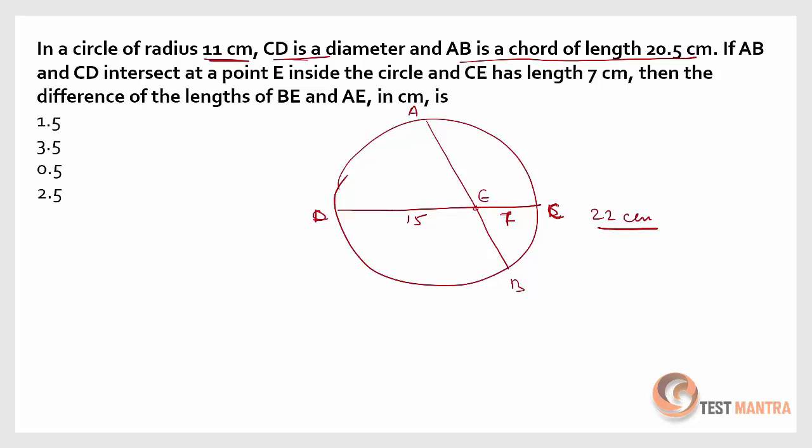Now it's a direct formula based format where I can say CE into ED should be equal to AE into EB, right? So it's 15 into 7, which is actually 105, should be equal to, let's take this part as D for the time being, so it's D into 20.5 minus D. Do not solve the complete part, let's try to identify the possibilities here, right? So the length is nothing but 20.5.